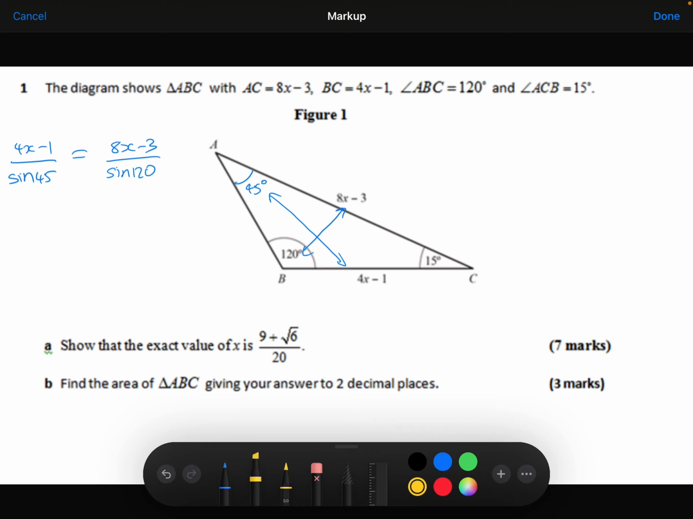Now I know that sine 45 is root 2 over 2. So 4x minus 1 over root 2 over 2, and we'll tidy that awkward fraction up in a minute. Sine 120, I know that's the same thing as sine 60. It's root 3 over 2.